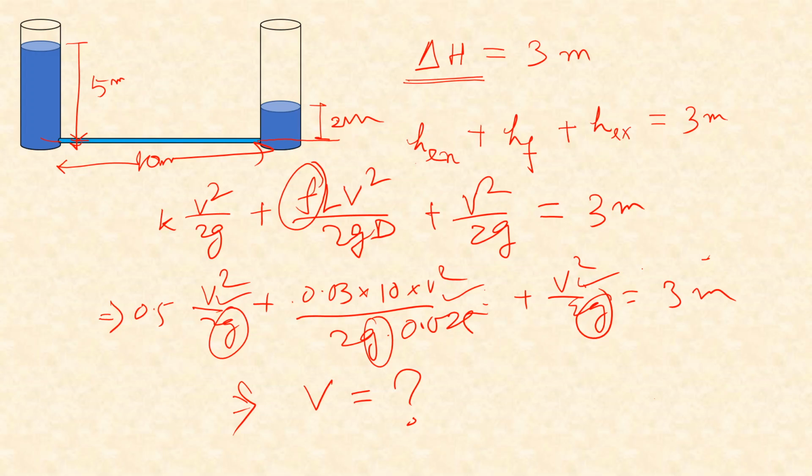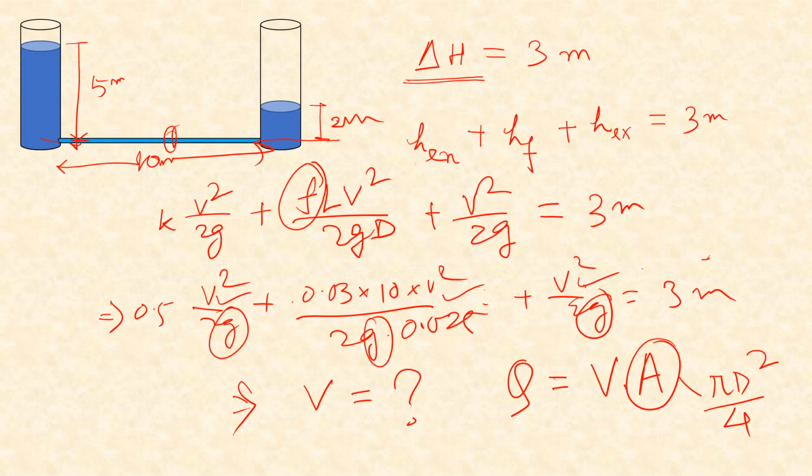And once you find out the value of V, you can also find out what was the actual discharge. It is, let's call it Q. Q will be equal to velocity into cross-sectional area. This cross-sectional area we can easily find out, it is just the cross-sectional area of the pipe, that is pi into d square by 4. So you can solve it and find out V and Q.